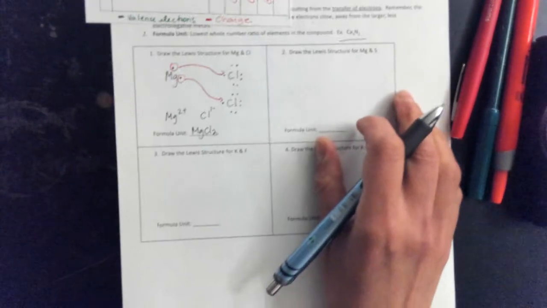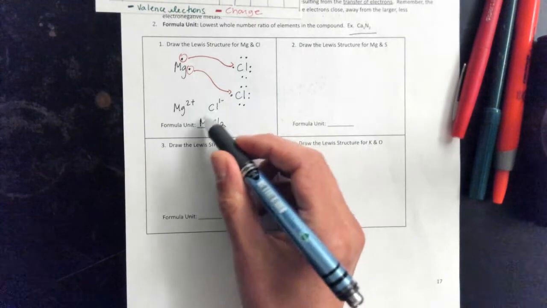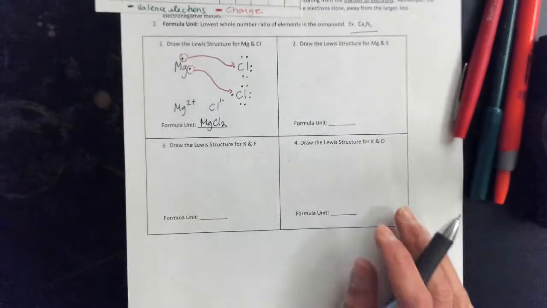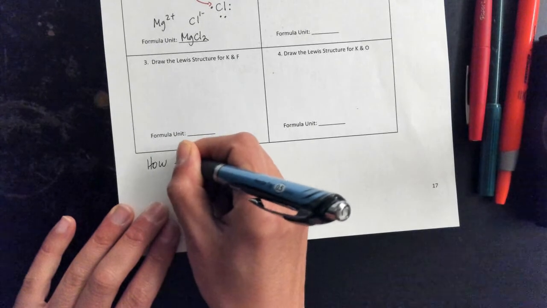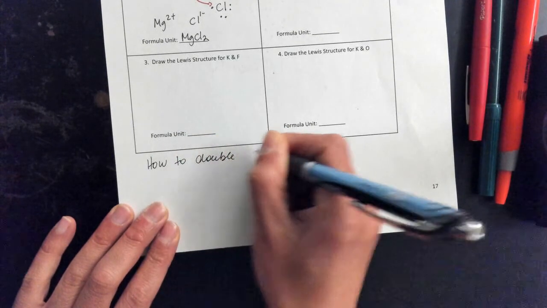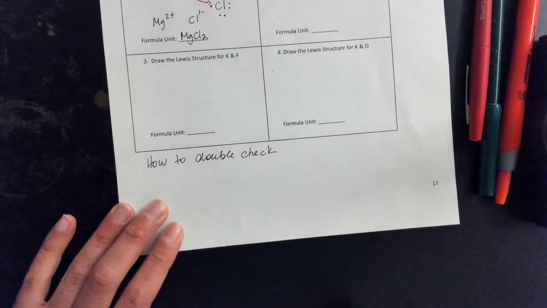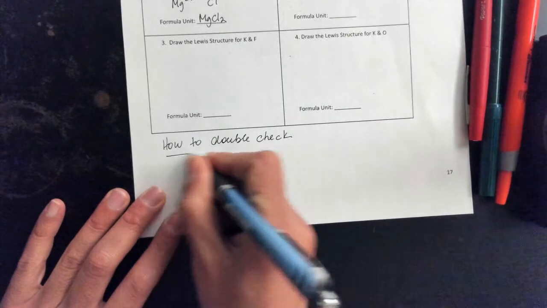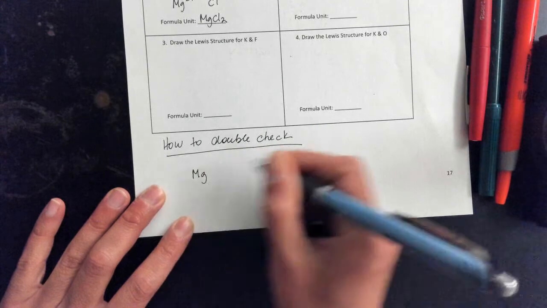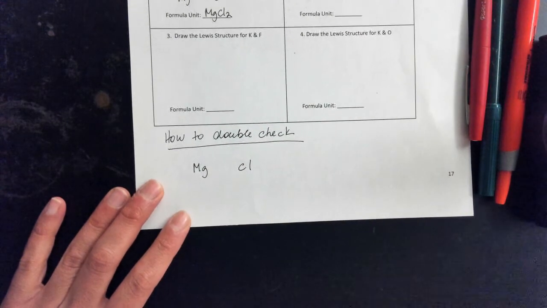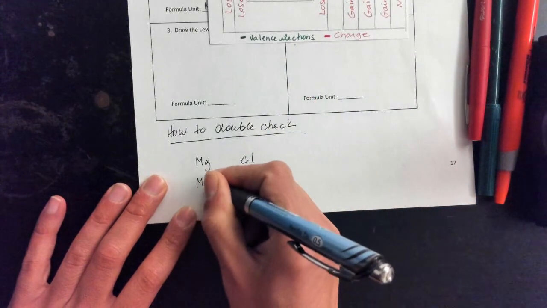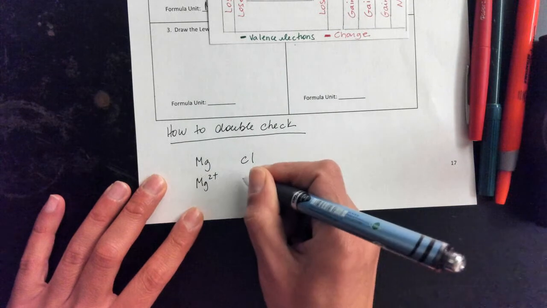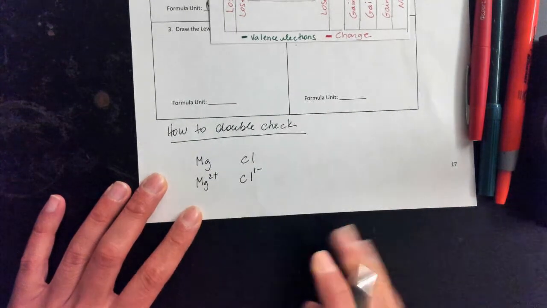There is a shortcut to making sure that your formula is correct. So let me show you the shortcut. I'll put it down here. How to double check. Okay, so how to double check? You have magnesium and you have chlorine. Okay. You know that magnesium is going to form a 2 plus charge. Magnesium 2 plus charge. Chlorine 1 negative charge.